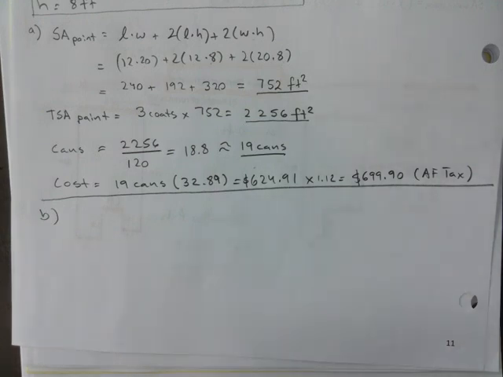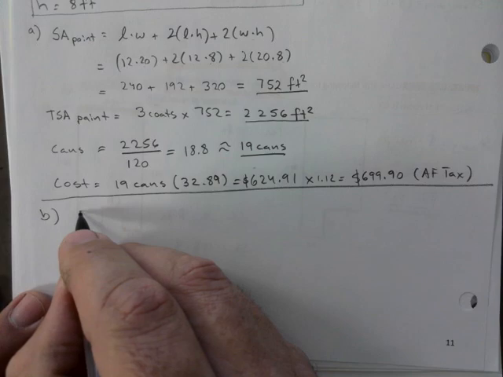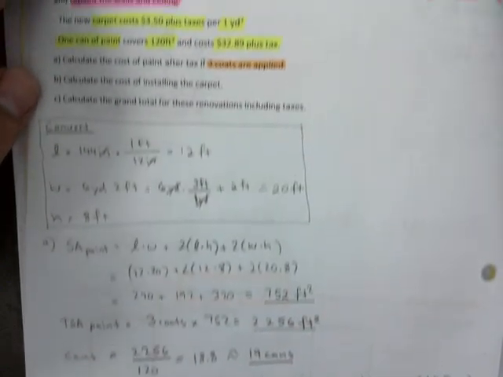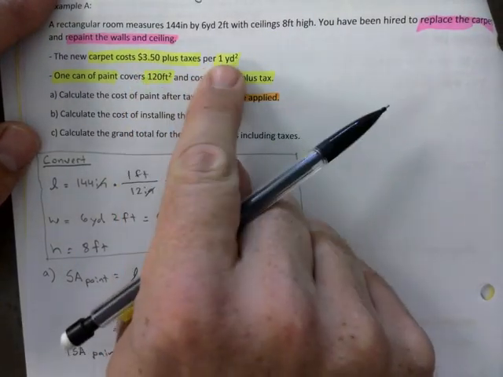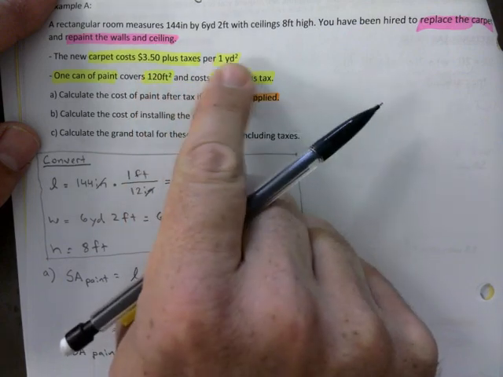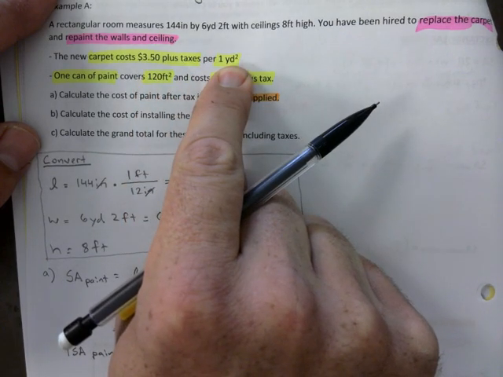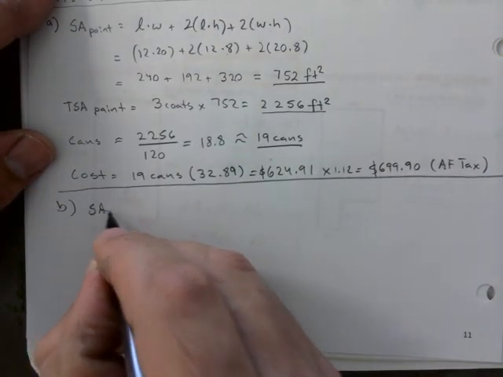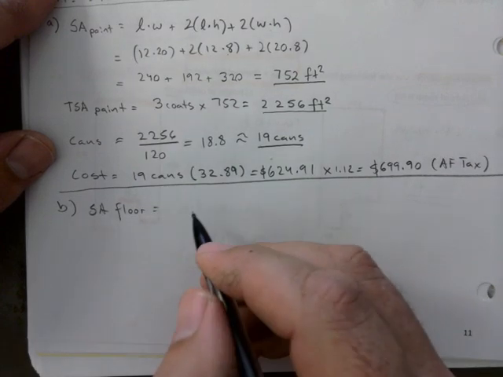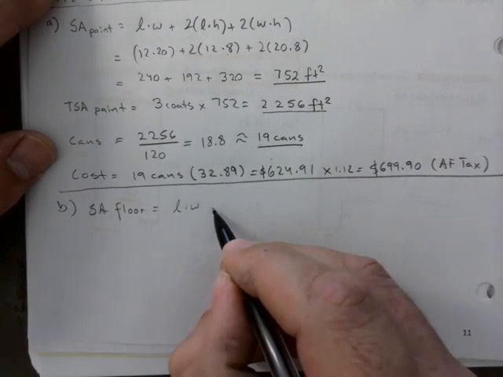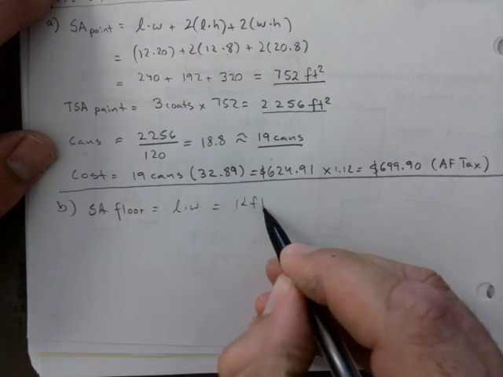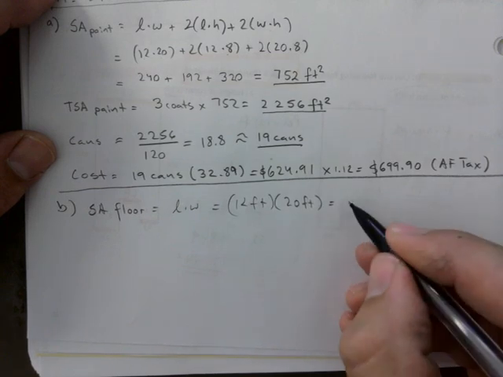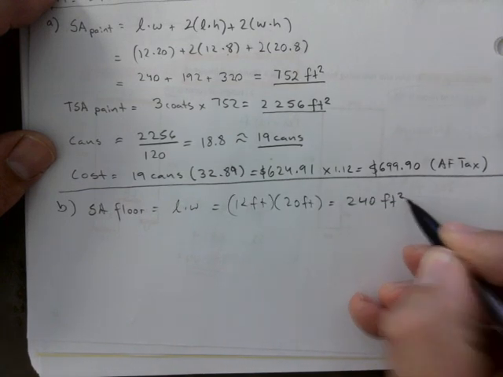B, calculate the cost of installing carpet. So let's see. Carpet. I'm going to go back up and scan because what's going on here? I know the price, but it's per square yard. Okay, I need to be careful here. So surface area of the floor, what would you multiply for that? Length times width, right? And that is 12 feet times 20 feet, which is 240 square feet.